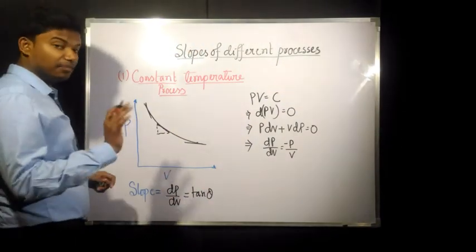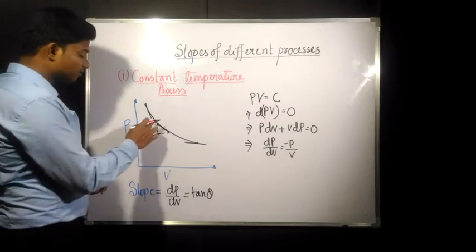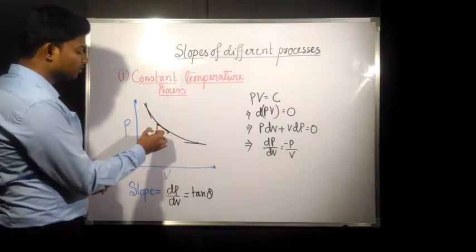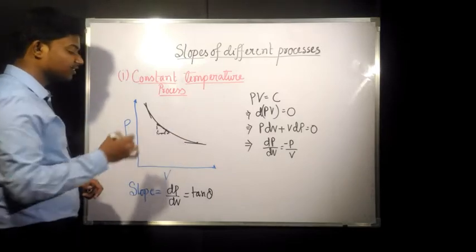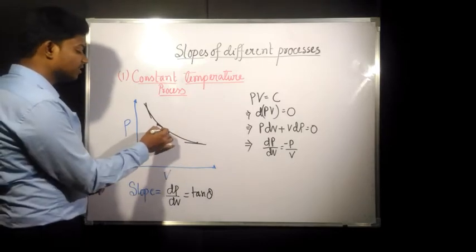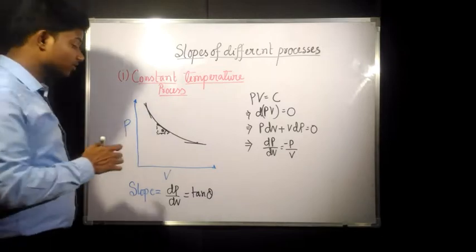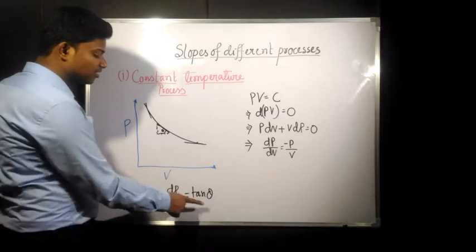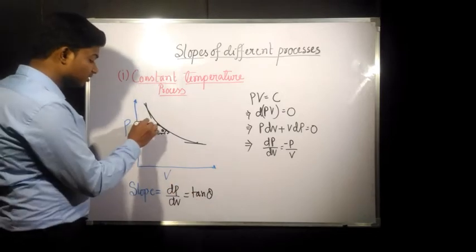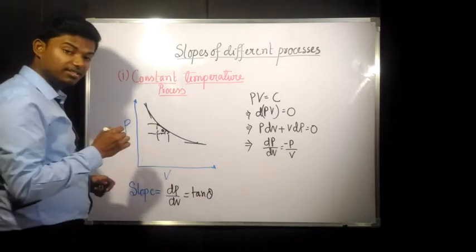Okay, what is the main concept between these? If we take a small tangent and draw these lines horizontal and vertical, then this horizontal line and this tangent make an angle, suppose theta. Now, according to the triangle law, what is the tangent of that theta? That means tan theta.